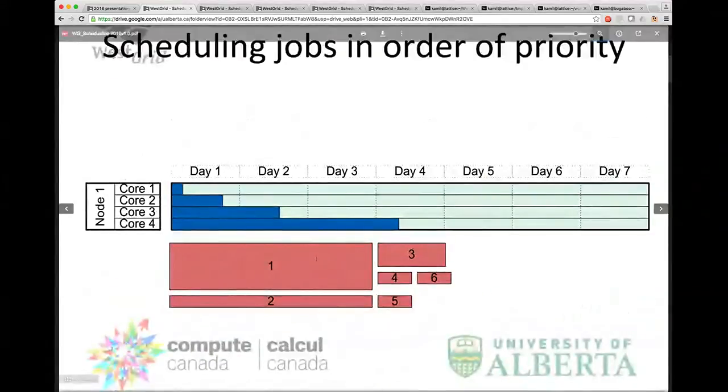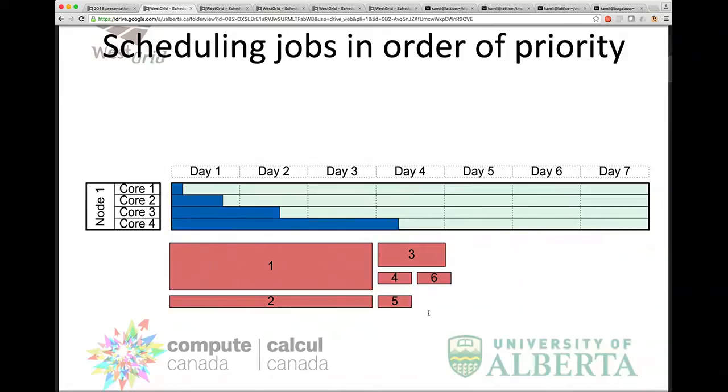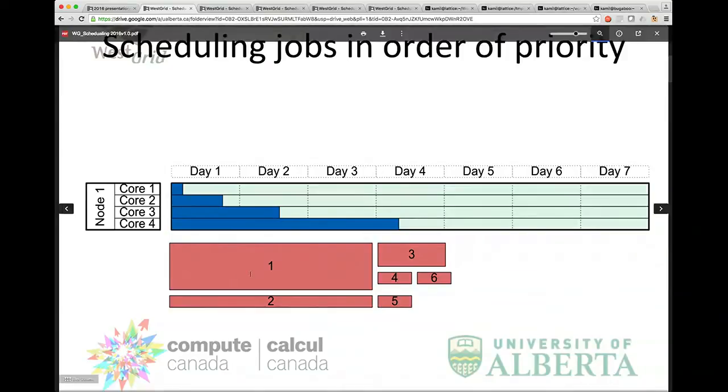Okay, so let's schedule jobs into this cluster. So here we have 6 jobs. We've actually sized them. So this is a 4-core job. Job number 1 is a 4-core job that takes 3 days. Job number 2 is a 1-core job that takes 3 days. Job number 3 is a 2-core job that takes 3 days, and so on. So we can actually see the shape of the jobs reflects how much resources that it requires.